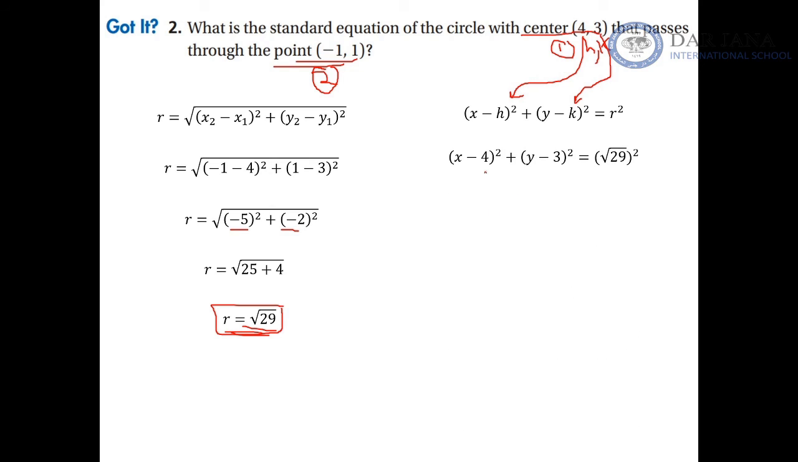Now the last step is simplifying. The first one, there is nothing to simplify. The second one, there's nothing to simplify. I only have these to cancel, so it will be equal to 29.